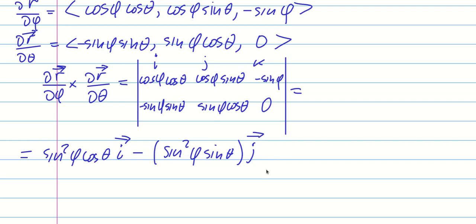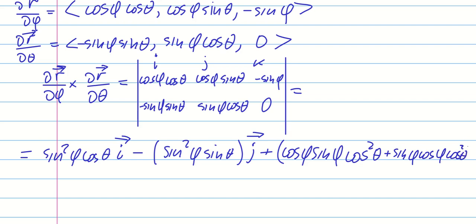And then the last component is for k, so we put plus, and we have this times this, which is cosine of phi sine of phi cosine squared of theta, plus, because this minus and minus will give us plus, we have sine of phi cosine of phi sine squared of theta k. All right.